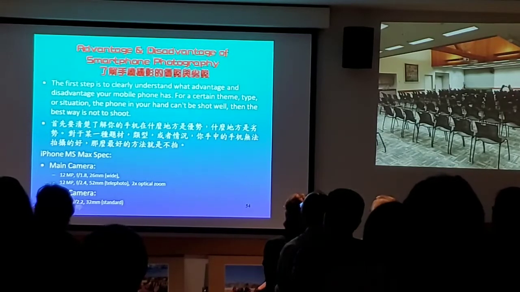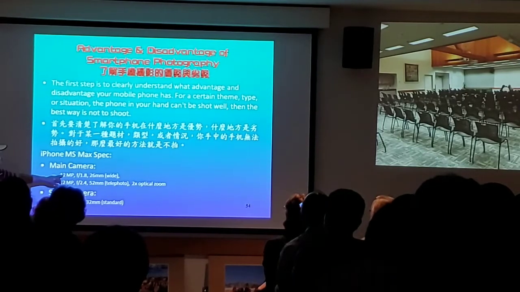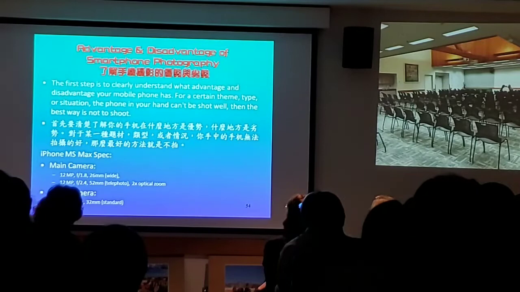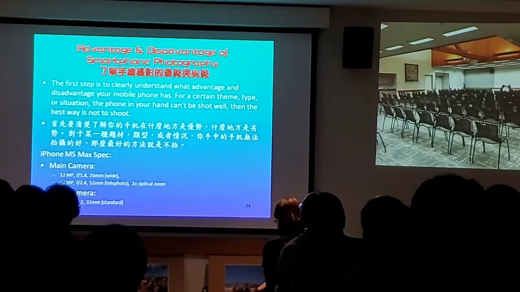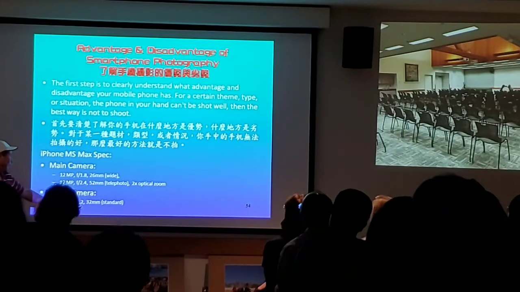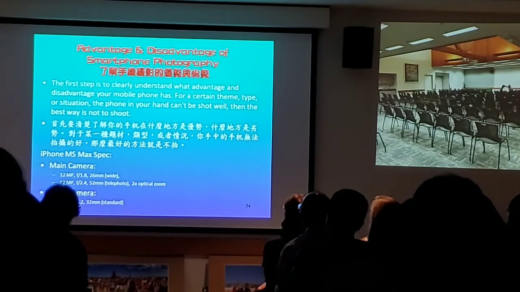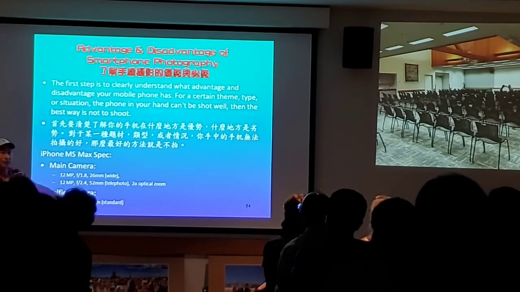And with the iPhone, the newest one, the main cameras are dual cameras. One is f/1.8, a wide angle. The other, the telephoto, is f/2.4, which is optical zoom. And the selfie one is f/2.2, a standard camera. So you know it's a fixed lens. Okay, it's not a zoom lens. It's only wide or not wide.